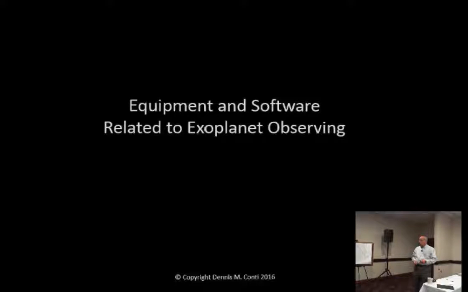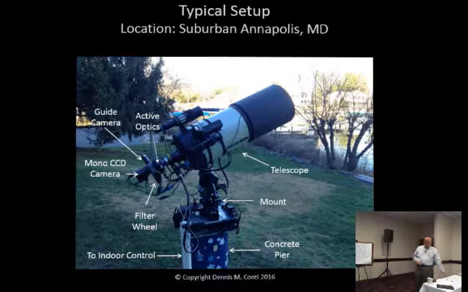Okay, now let's talk about exoplanet observing, what equipment and software are needed. So this is my setup, and I thought I would do this just to show you one extreme and how it could actually be simplified. This is just my backyard setup: an 11-inch Celestron scope on a permanent pier, indoor electronics, on a Losmandy G11 mount. The image train goes through something called an active optics unit. This is entirely optional.